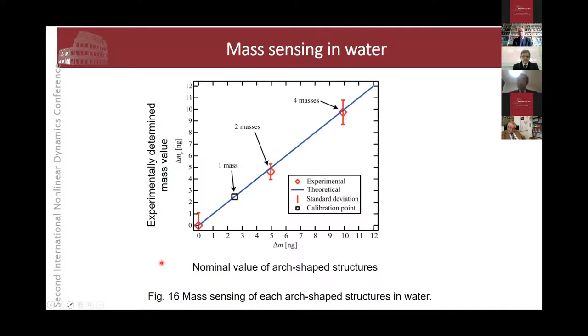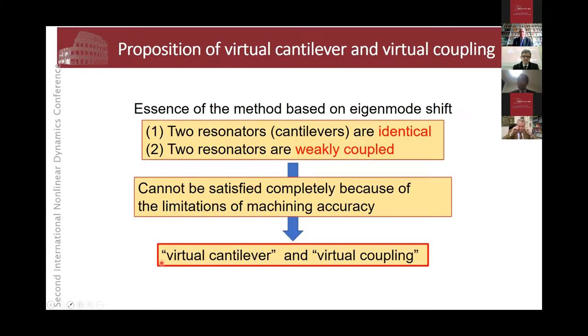Figure 16 shows the measurement result of each arch-shaped structure in the water. The measured mass is in good agreement with the nominal value. As mentioned before, the essence of the method based on eigenmode shift is that the two resonators are identical and weakly coupled. However, in practical coupled cantilevers, these requirements cannot be satisfied completely because of the limitation of the machining accuracy.